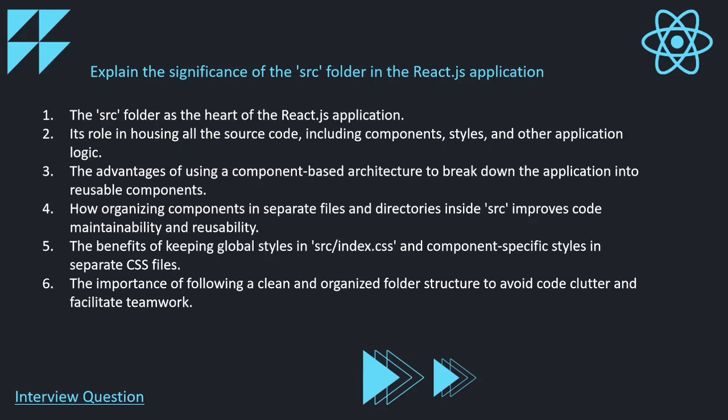The advantage of using a component-based architecture to break down the application into reusable components. How organizing components in separate files and directories inside source improves code maintainability and reusability. You can even explain this. Fifth point that you can mention is the benefits of keeping the global styles in source. That is, we have already discussed index.css, right? And the component styles in separate CSS files. So for files like App.js, we have different CSS files like App.css. For that, we can keep all those files in a separate folder.